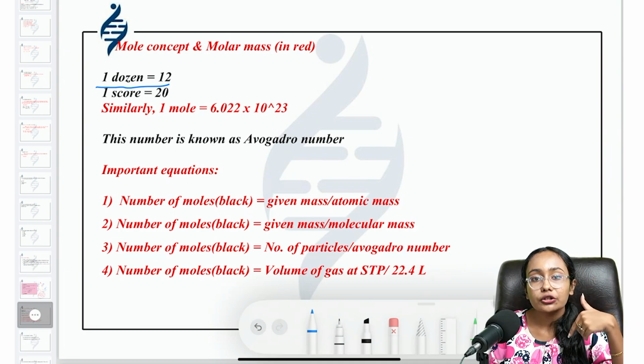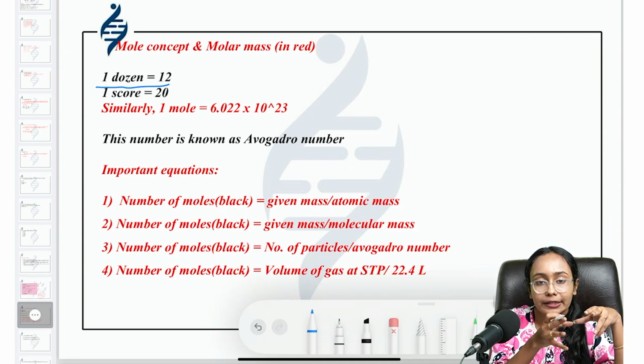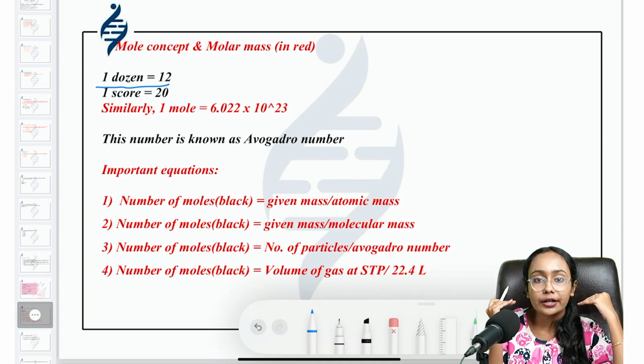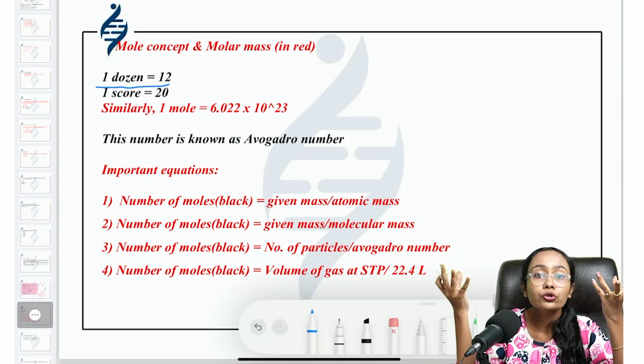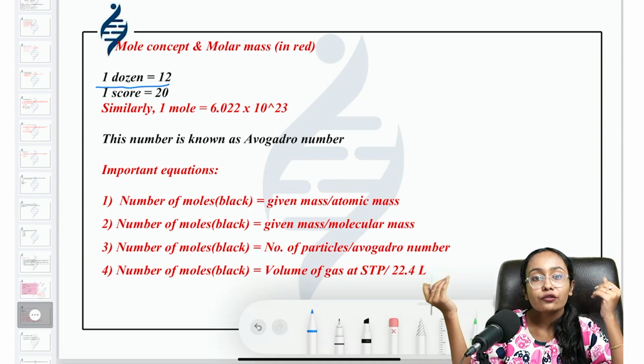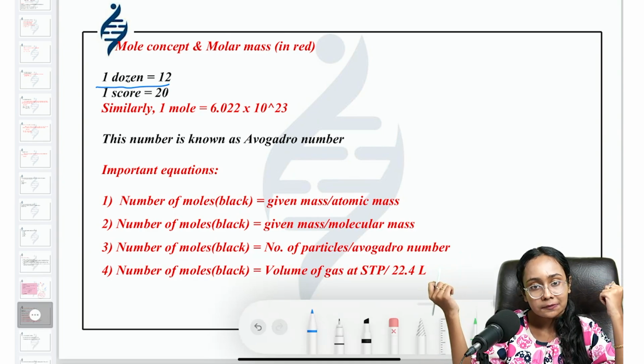Likewise, score is also used, meaning 20. You might not be familiar with the word score. But a pair of shoes, you are very familiar with that word. A pair means 2 numbers, the quantity is 2, right? A pair of earrings means I have 2 earrings. A pair of shoes means I have 2 shoes. Likewise, a dozen bangles means 12 bangles.